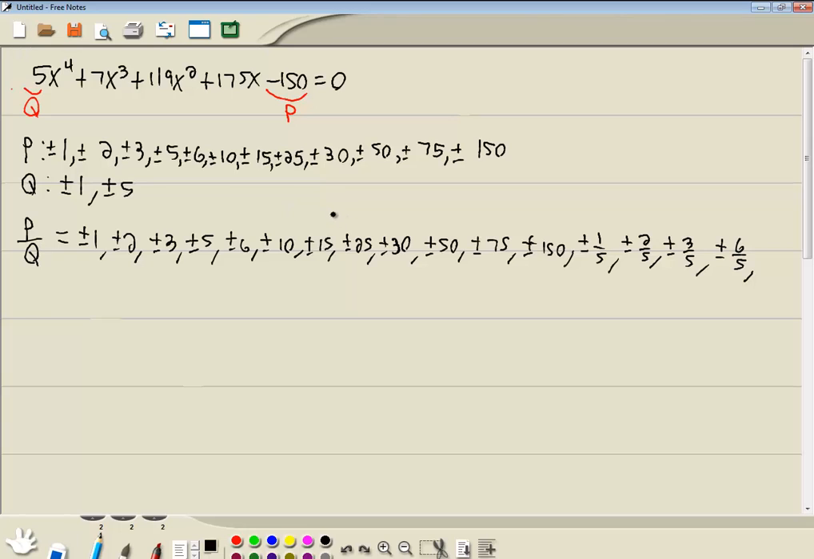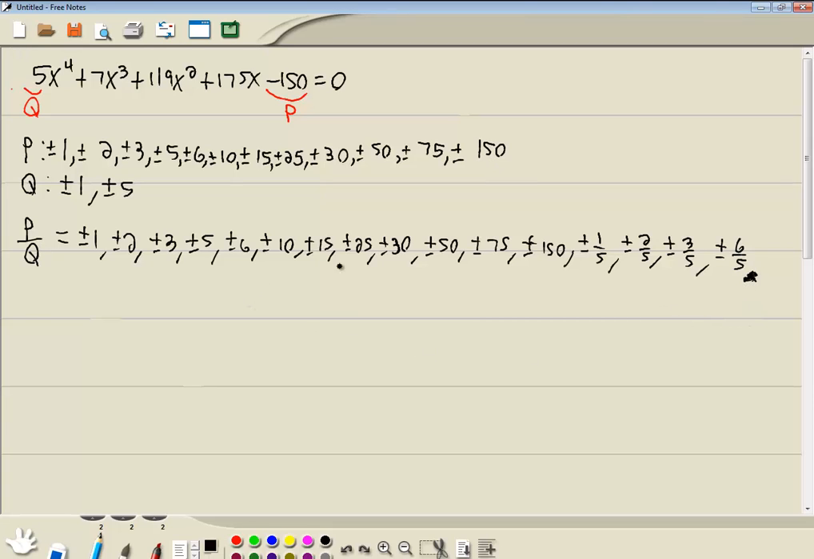10 over 5, which is 2, which I already wrote down. 15 over 5, which is 3, which I already got written down. 25 over 5 is 5, which I wrote down. 30 over 5 is 6, which is written down. 50 over 5 is 10, so I got that written down. 75 over 5 is 15, which I got written down. 150 over 5 is 30, which I got written down.